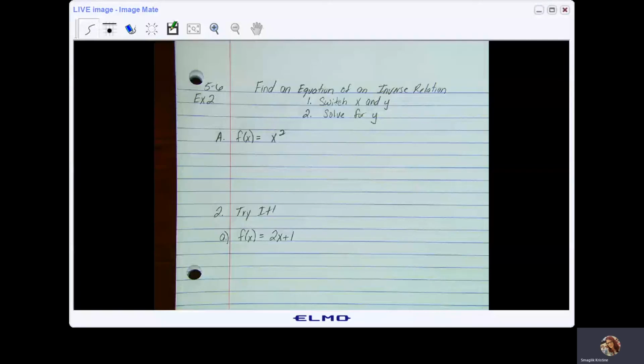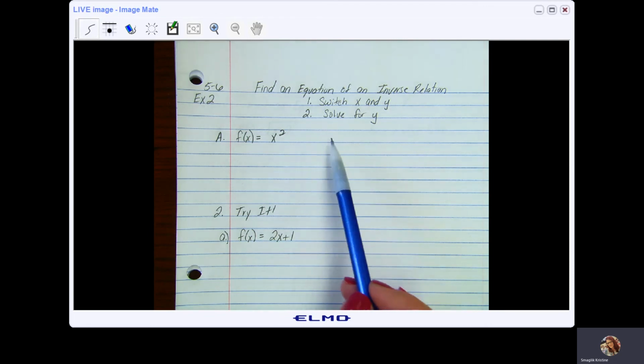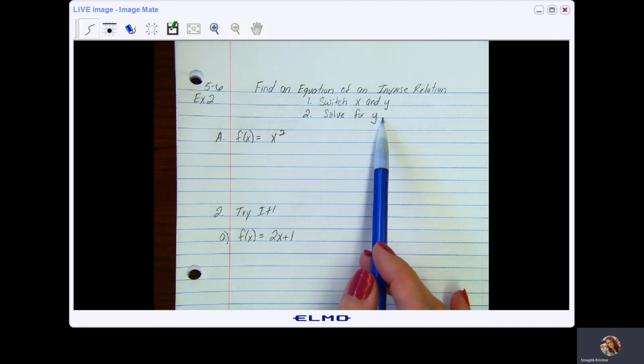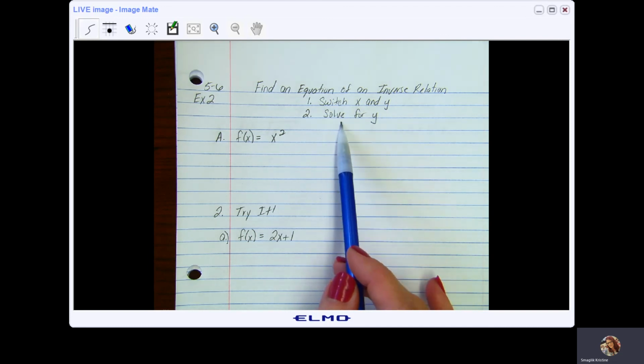Let's take a look at topic 5.6, find an equation of an inverse relation. In this video, we're going to review example 2 and example 4. So first thing we're going to do when we're going to write the equation of an inverse relation, we're going to switch the x and the y variables, and then we're going to solve for y.